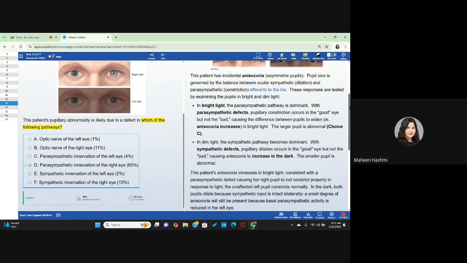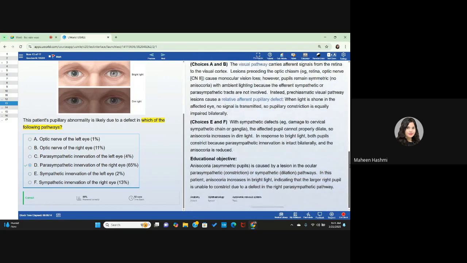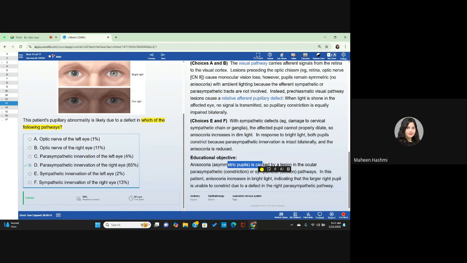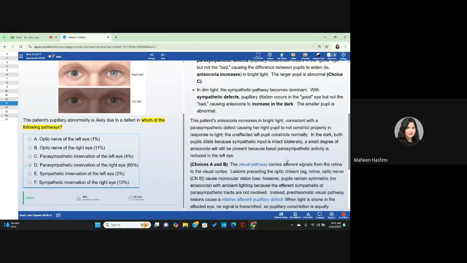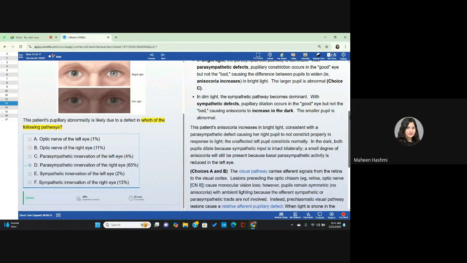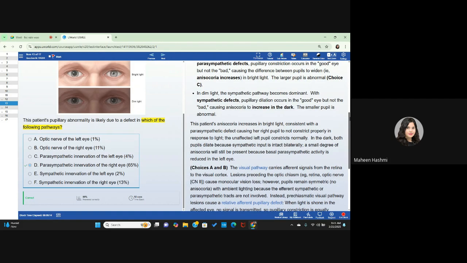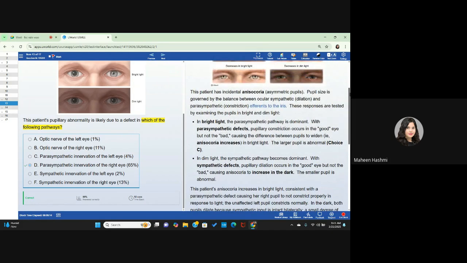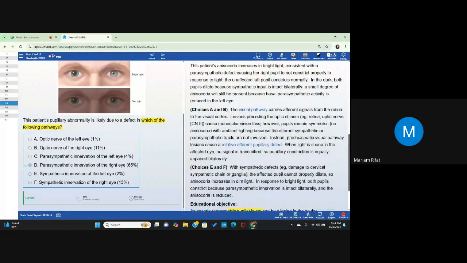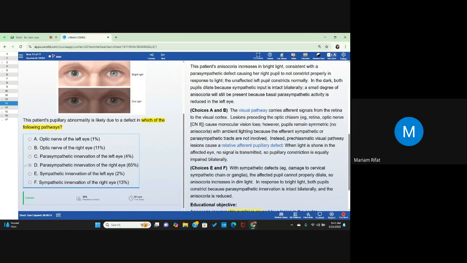Very good. So again, you guys know the concept. You guys are doing it exceedingly well. So anisocoria, the asymmetrical pupils, we talked about that. It's caused by a lesion in the ocular parasympathetic constriction or sympathetic dilatation pathways. What do you mean by RAPD? What's RAPD? Relative afferent pupillary defect. It's an optic nerve problem, because the afferent limb is through the optic nerve, the second cranial nerve.